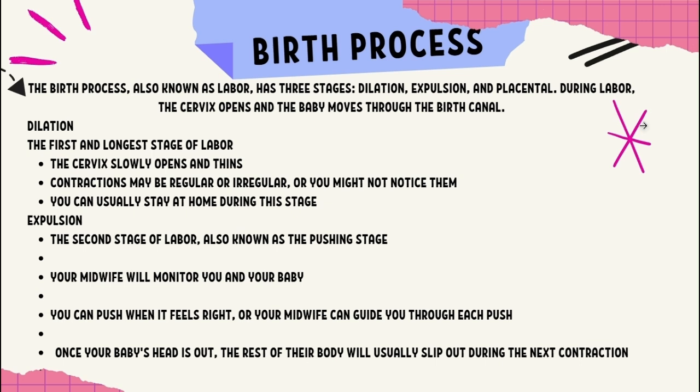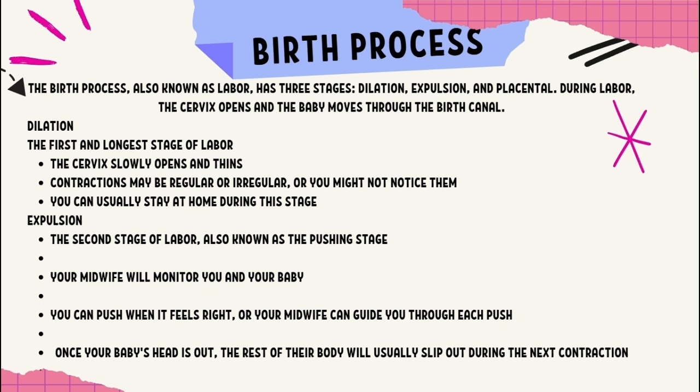So the birth process, also known as labor, has three stages: the dilation, expulsion, and placental. During labor, the cervix is going to open and the baby is going to move through the birth canal. So the first thing is dilation. This is the first and longest stage of labor. Have you ever watched YouTube or a movie and heard the doctor say 2 centimeters dilated or 3 centimeters dilated? That's basically this. This is the first part of the birth process.